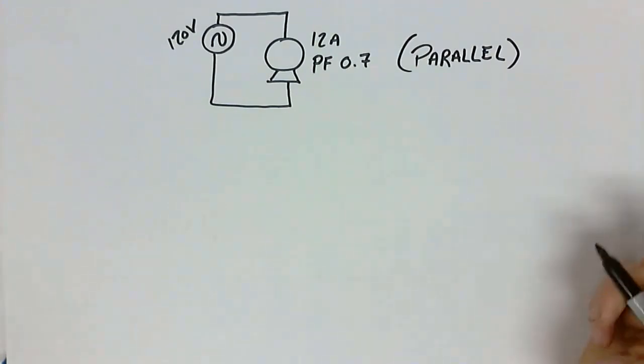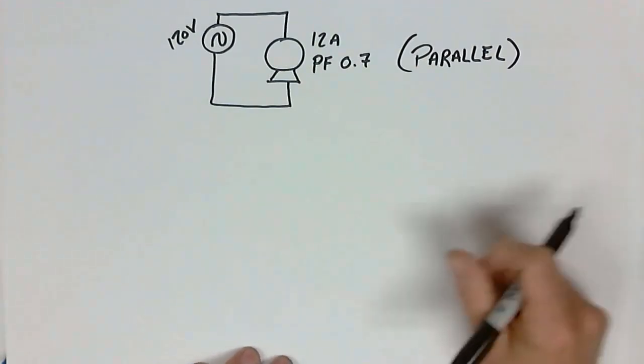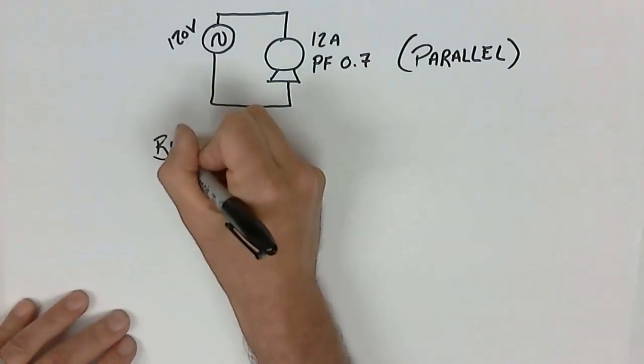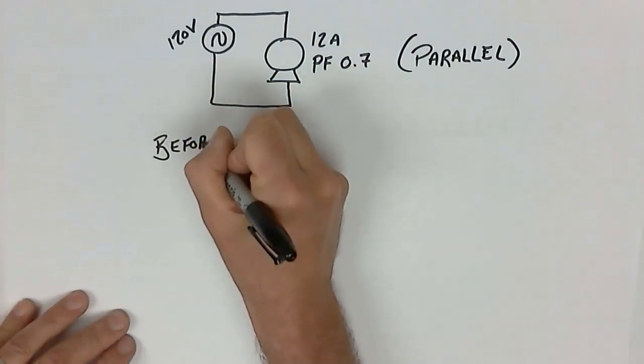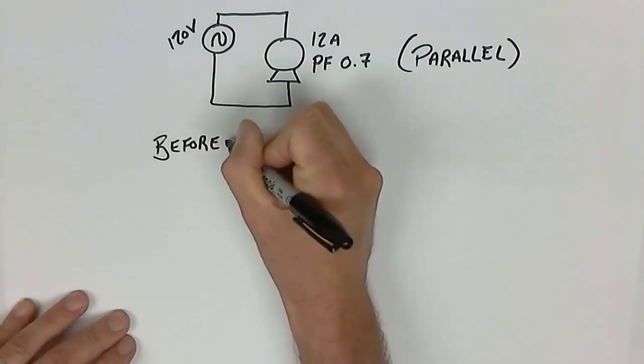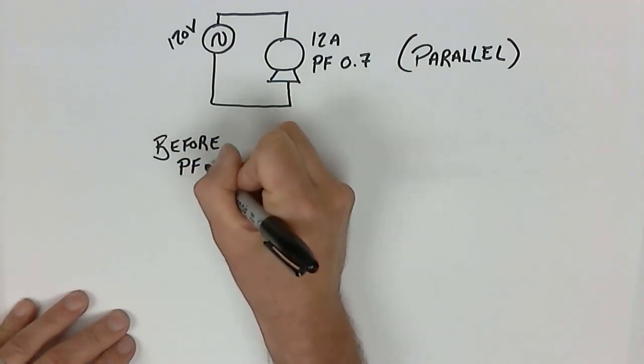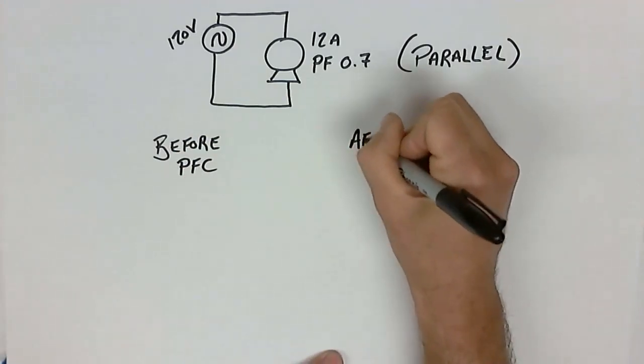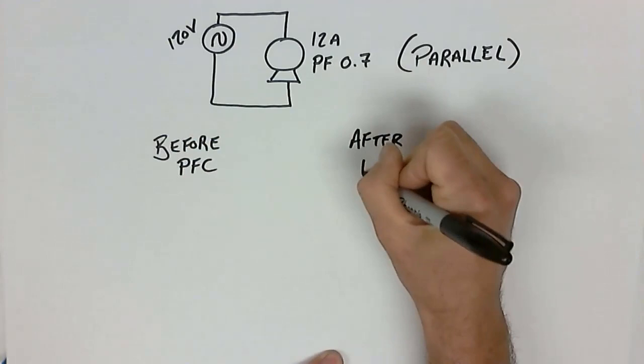And what we're going to be doing is looking at the circuit at two distinct times. One is going to be before power factor correction, which we will abbreviate as PFC. And then we're going to look at the circuit after power factor correction.